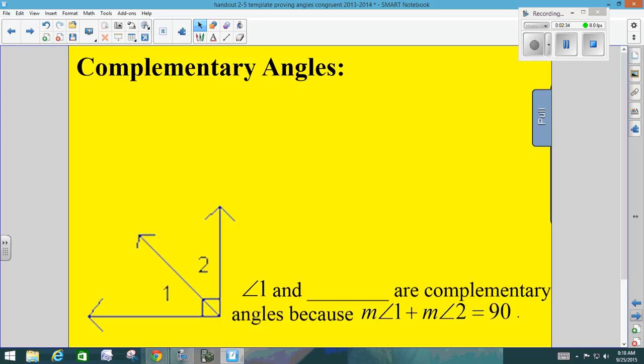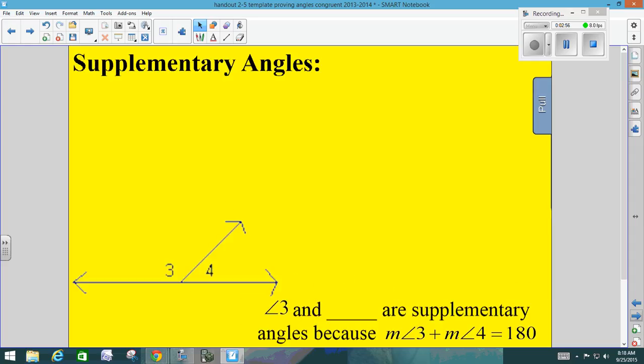How do we know in our picture that angle 1 and angle 2 are complementary? How do we know they add up to 90? Yeah, the right angle symbol, the little box here. Right angle symbol. Are 1 and 2 congruent? We don't know. It's not marked. Are they adjacent? Yeah, they're next to each other. Okay. How about supplementary angles?